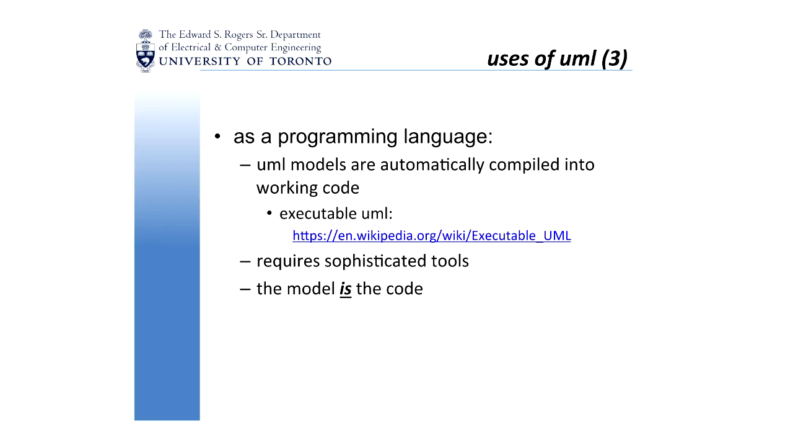At its most formal level, UML can be treated as a programming language. In this paradigm, UML models are automatically compiled into working code, often referred to as executable UML. This requires sophisticated tooling because, in this context, the model is the code. Regardless of the level, we use these models for package decomposition, class abstraction, and identifying critical dependencies within our systems.